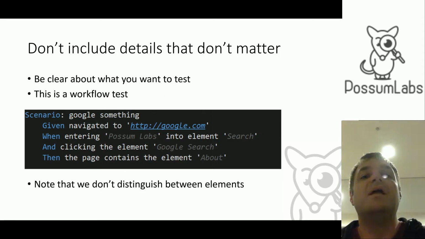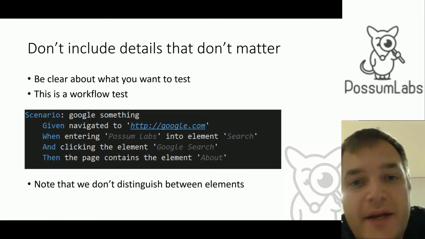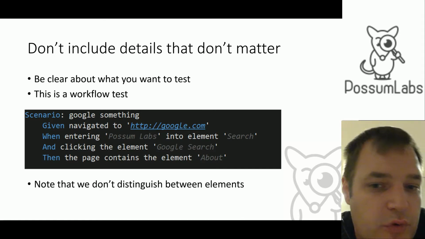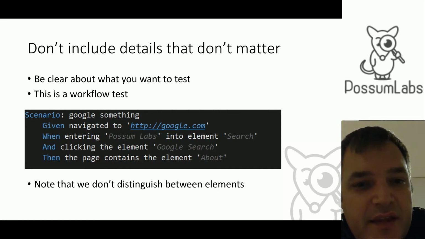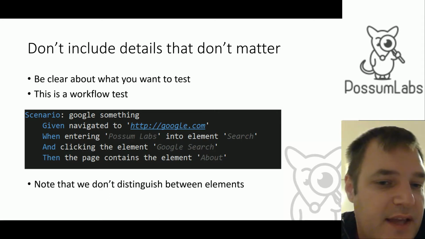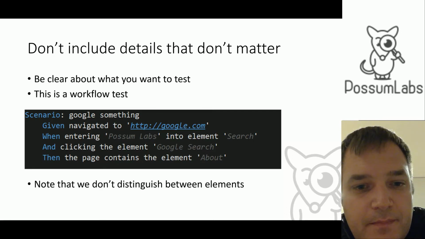All right. Another thing you can do is don't tie yourself to details that don't matter. This is another way you can reduce the number of steps. So this is a little simple Googling example, right? We're going to navigate to Google. Then we're going to enter Possum Labs into the element search. Then we're going to click the element Google search. And then the page contains the element about.